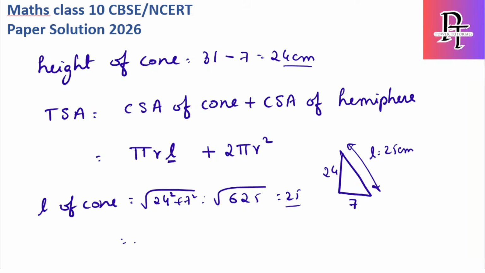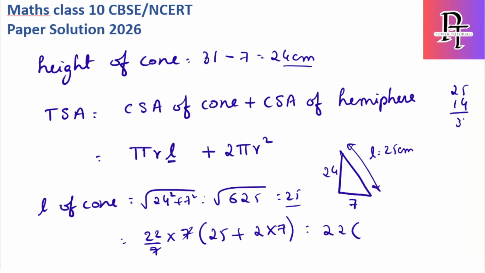Okay, so now I will separate. Pi I will write as 22 by 7, and taking r common, it is 7 into l value, which we got as 25, plus 2 into r, which is again 7. So the 7s get cancelled out. So this equals 22 into 14 plus 25. 25 plus 14 is 39. So 22 into 39 is the final answer.